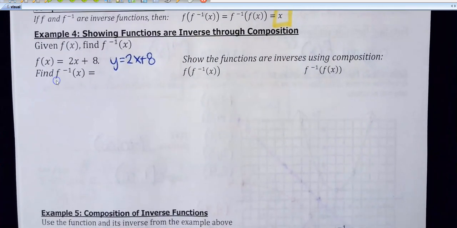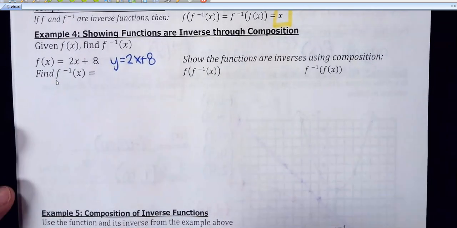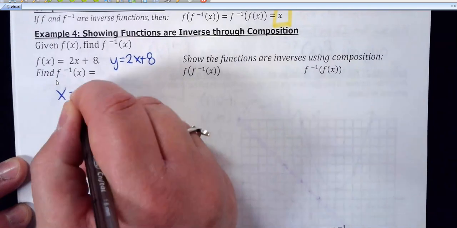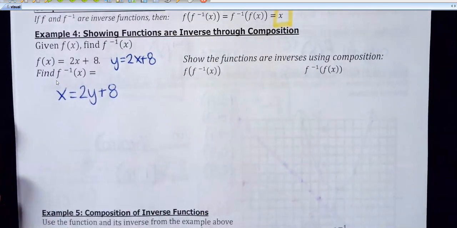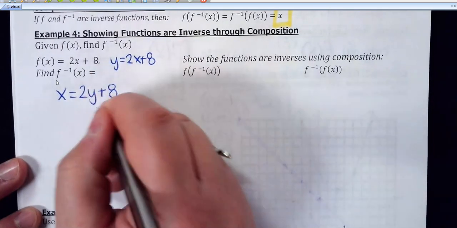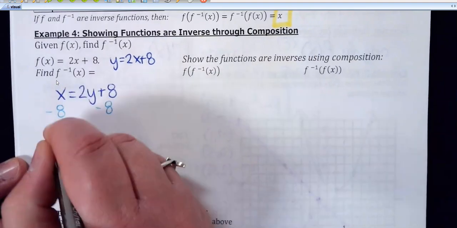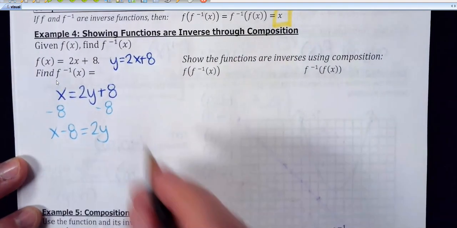Okay, now all you got to do to find the inverse, this says find f inverse of x. So I'm just going to switch x and y real quick. Everything else is going to stay the same. But we want to get y by itself on one side. So all I would do, let's move the 8. I'm just going to subtract it real quick. So I'd have x minus 8 equals 2y. And then I got to divide everybody by 2.